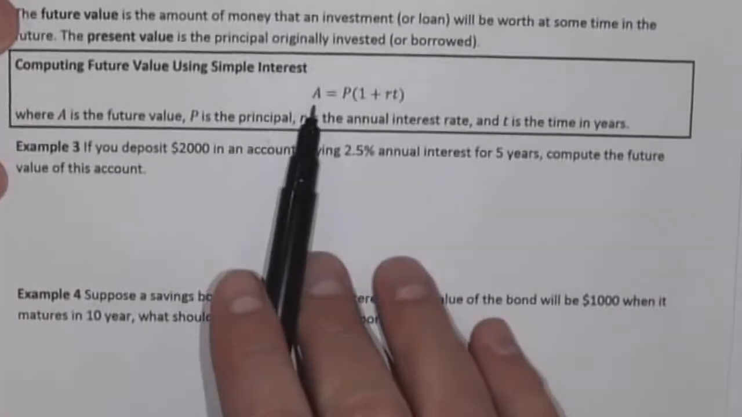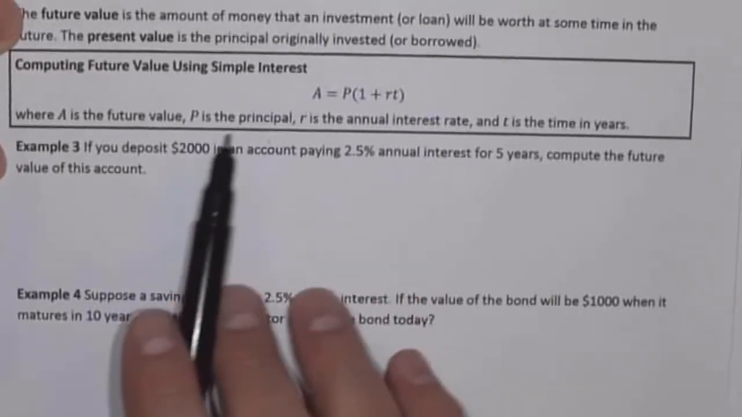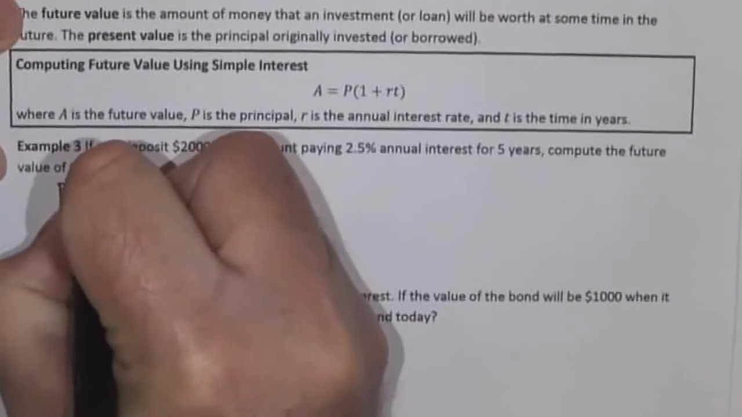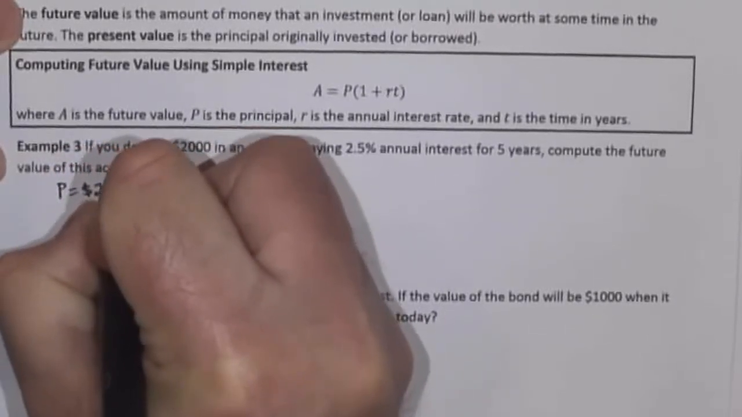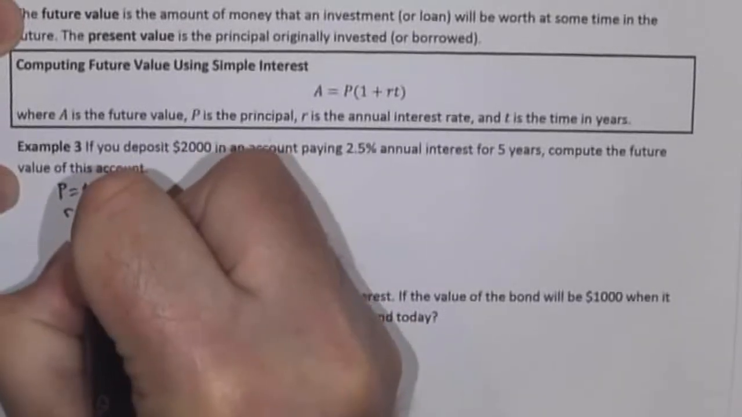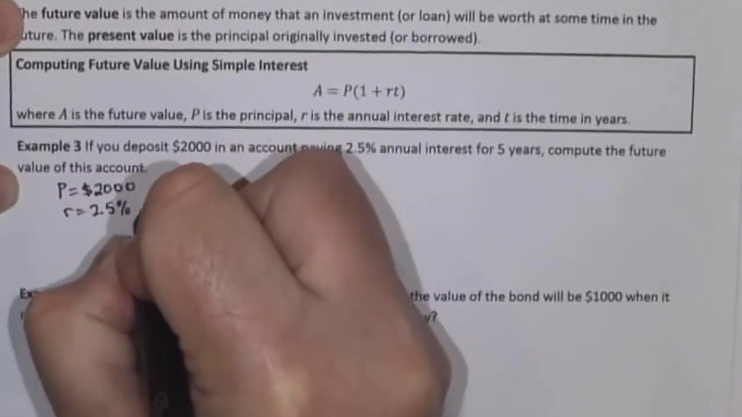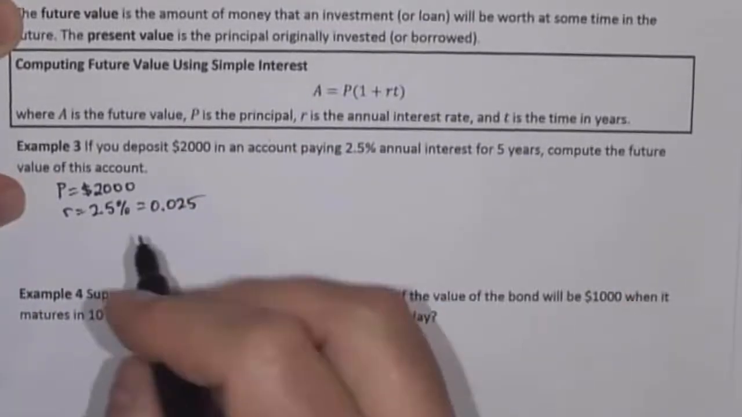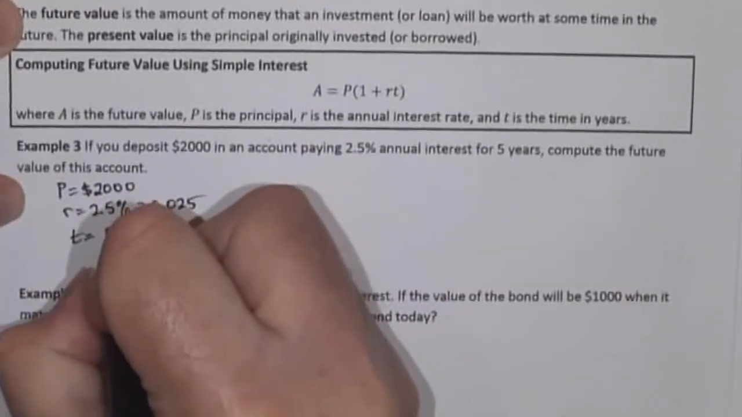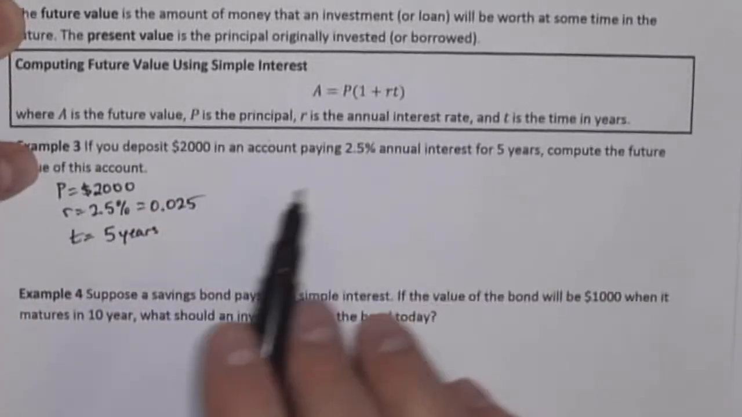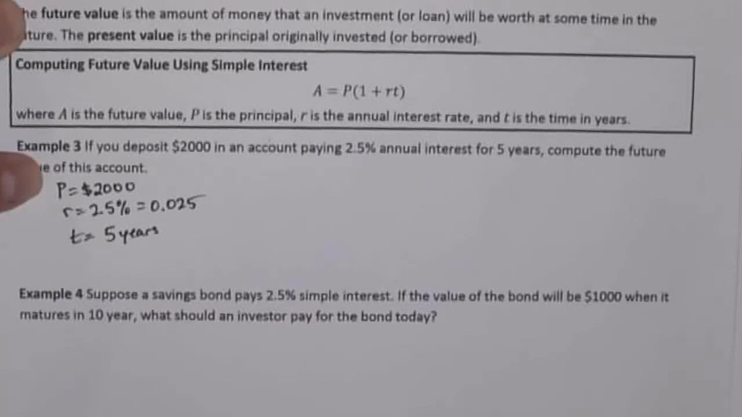So we're looking for A. What is the future value if we have a principal? So P is going to equal $2,000. That's our original investment. Our rate is 2.5%, or as a decimal, 0.025. And our time is 5 years. Notice this time our time's in years, so we're all good.